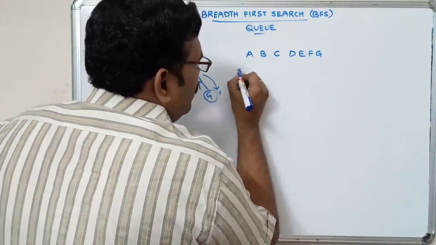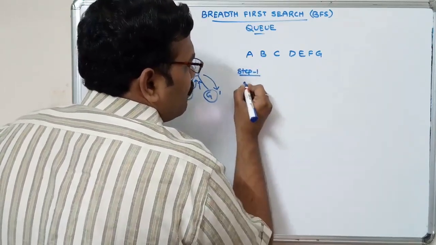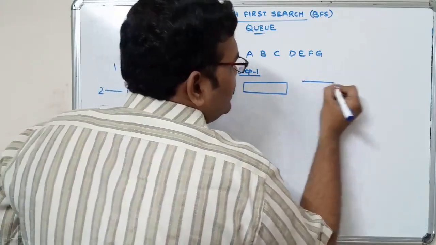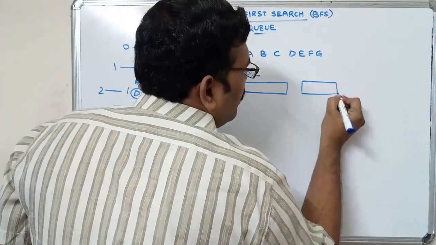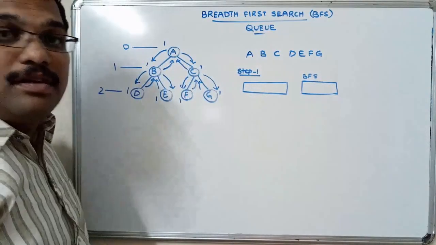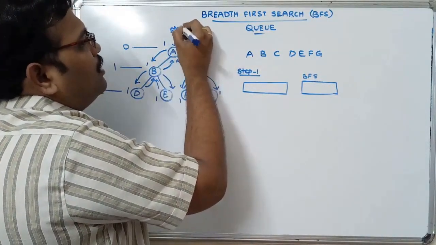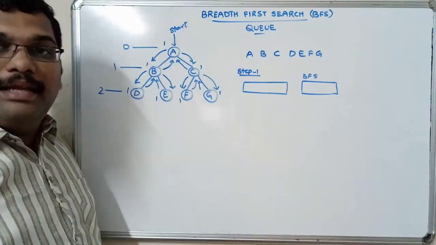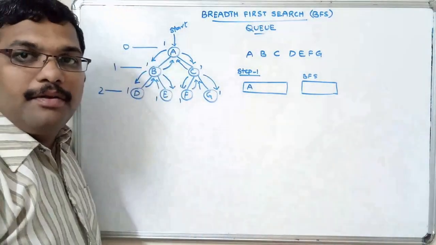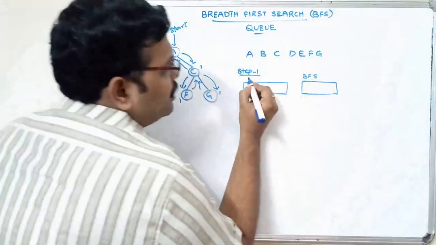Step 1. So this is a queue and this is the BFS. Let us assume the start node is A, the same thing. Insert A into the queue. So this is a queue.